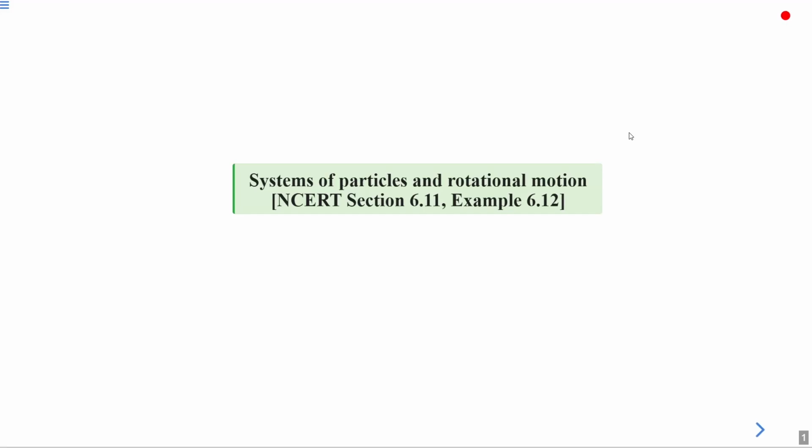Hello, students. In today's lecture, we are going to learn about systems of particles and rotational motion, NCERT section 6.11 and example 6.12.